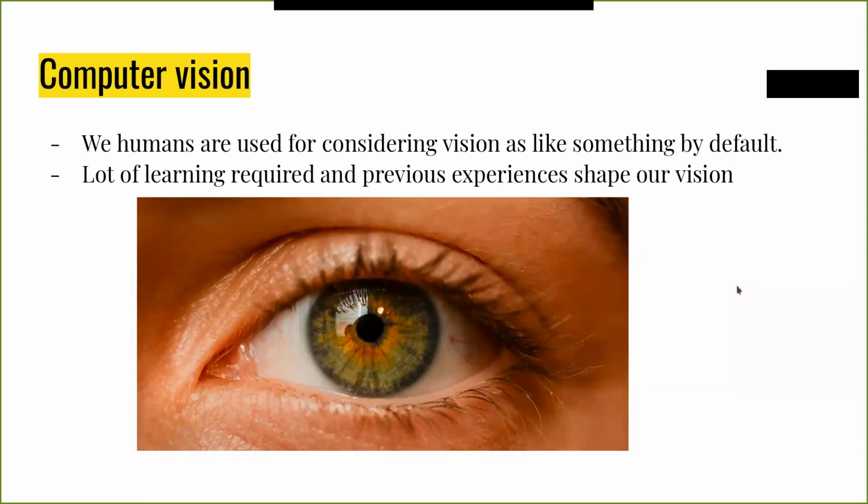So what is computer vision? We humans perceive our eyes as something very gifted, something we think we got very naturally. But actually, our eyes have been shaped by a lot of learning and a lot of experiences, like a kid who is growing. This is always told as an example of supervised learning, unsupervised learning, and reinforcement learning.